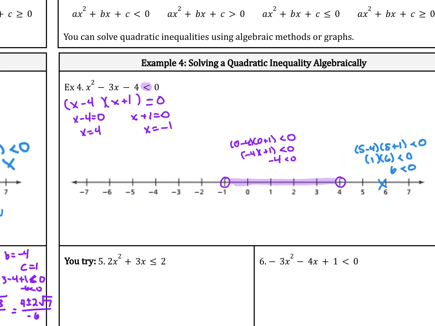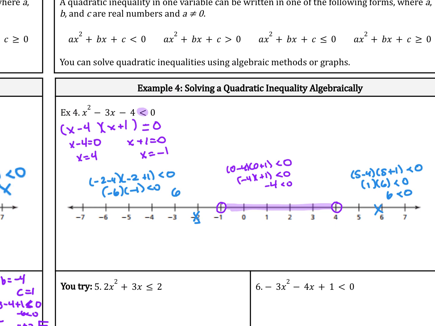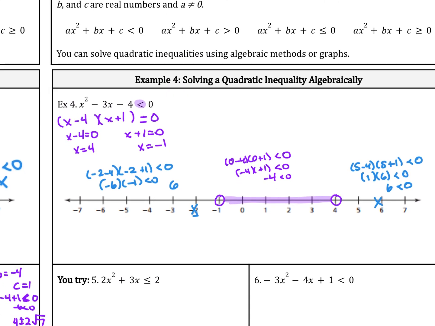Then you test the other interval as well. We can test negative 2. Negative 2 minus 4 times negative 2 plus 1, is that less than 0? We get negative 6 times negative 1, and that becomes a positive 6. Therefore, it is not true in this area either. So the answer to this inequality is when x is between negative 1 and 4. You can write it in this way: x is between negative 1 and 4, and that's what makes this inequality true.